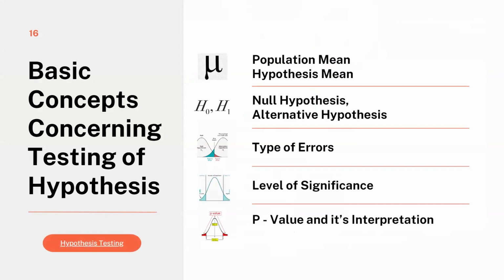So in this slide, next we are going to see the basic concepts of hypothesis. In these basic concepts, we are going to see what is population mean, what is hypothesis mean, what is null hypothesis, and what is alternative hypothesis. What types of errors are there, what is significance level, what is p-value, and how we have to interpret the p-value.